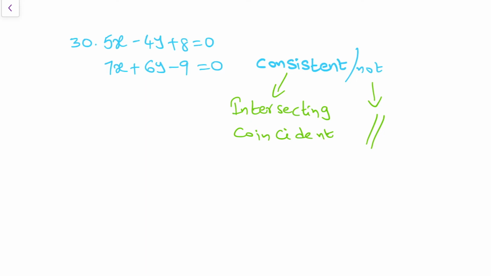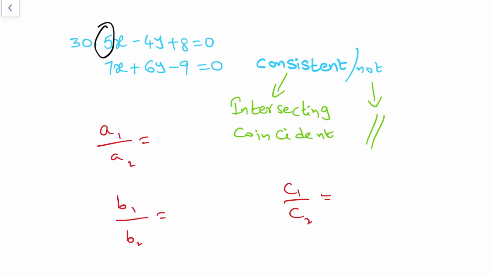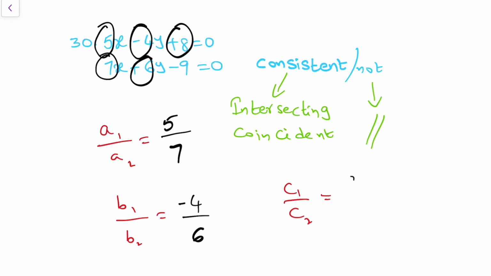Now let us check whether the given question is a consistent question or an inconsistent question. For that we need to find the ratio of a1 by a2, b1 by b2 and c1 by c2. What exactly are a1 by a2, b1 by b2, c1 by c2? It's very easy. X coefficient is 5, that is a1, by x coefficient is 7, that is a2, 5 by 7. Y coefficient is minus 4, that is b1, by y coefficient is 6, that is b2. Constant is 8, that is c1. Constant is minus 9, that is c2.